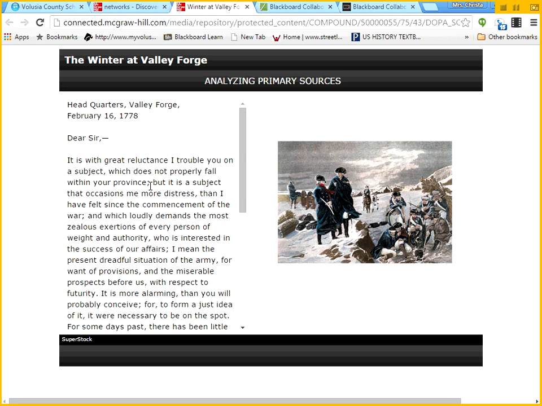That means that the governor really isn't supposed to be dealing with this. It does not properly fall within your province. That means it's not really the governor's problem. So he's starting off with saying, I'm really sorry that I'm writing you this letter. I know you really don't have anything to do with it, but, then he says but, and he's going to explain why. It's a subject that occasions me more distress, like he's very upset about it, than I have felt since the commencement, the beginning of the war.